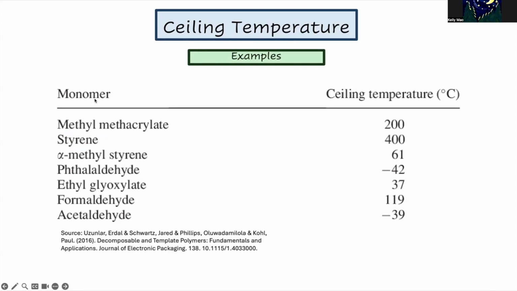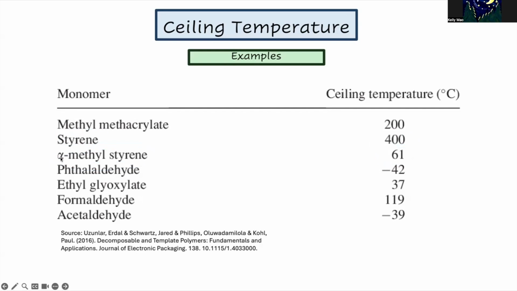Let us take a look at some example values of ceiling temperatures. Here, we can see that styrene has a ceiling temperature of 400 degrees Celsius, while alpha methylstyrene has a ceiling temperature of 61 degrees Celsius. This is important as it demonstrates how monomer structure can affect the temperature at which polymerization can occur. Compared to styrene, alpha methylstyrene has an additional bulky methyl side group that introduces steric hindrances to polymerization. Hence, the ceiling temperature for alpha methylstyrene is lower when compared to styrene.